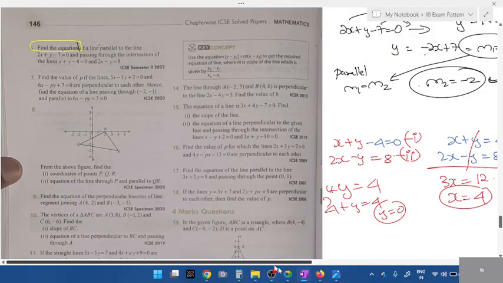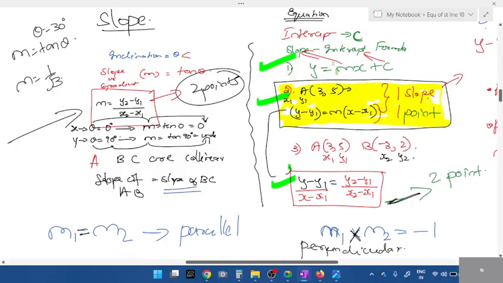As soon as they say equation, you should remember there are three types. One is only when one equation is given: y is equal to mx plus c. Second, one slope, one point. Third one, 2 points. Then figure out what is given there.